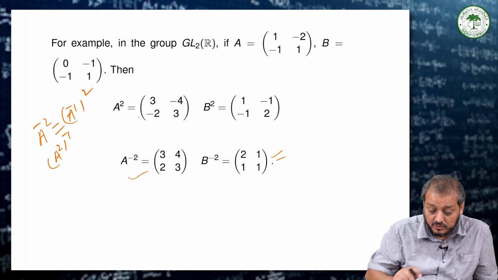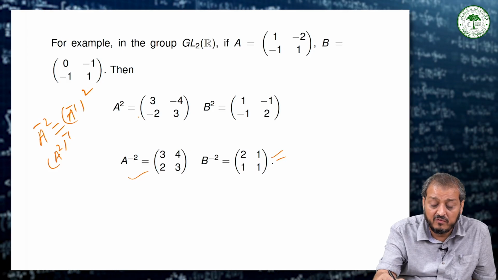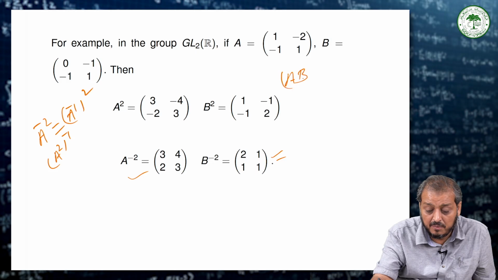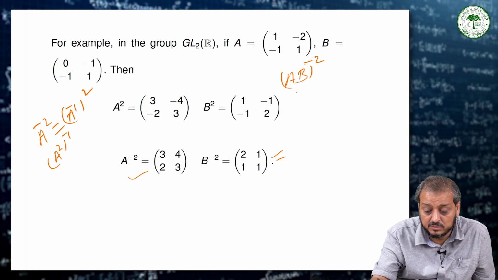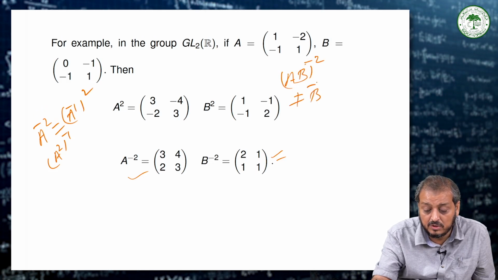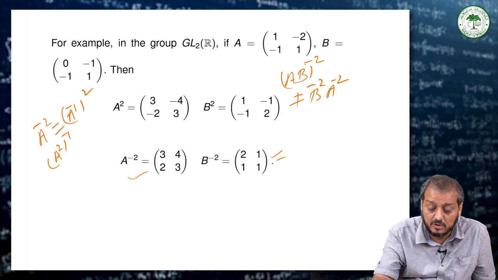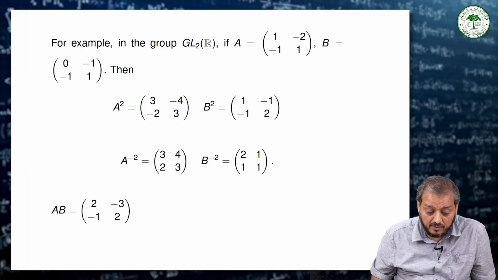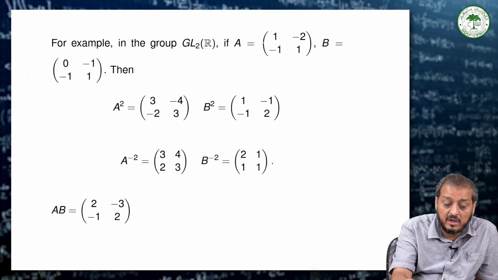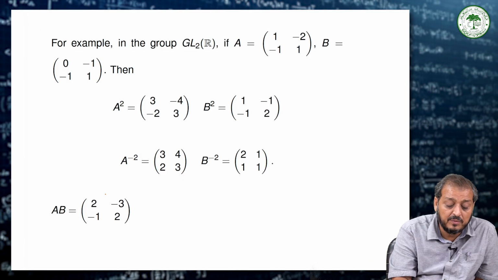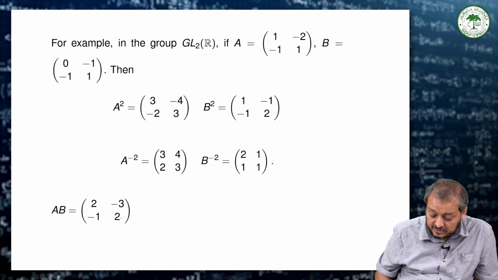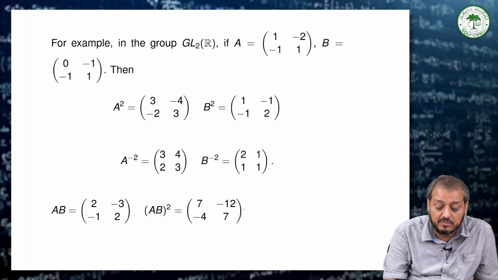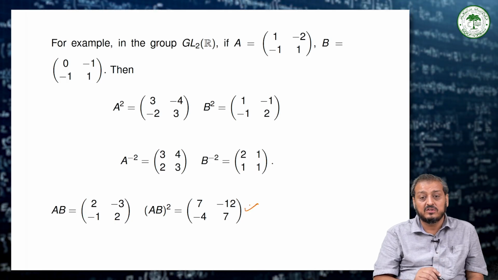So now you see we have to show that (AB) to the power minus 2 is not equal to B to the power minus 2 times A to the power minus 2. So we calculate the product AB, which is equal to this form. Now take the square of this matrix, and we get (AB) squared equal to this matrix after taking the square.